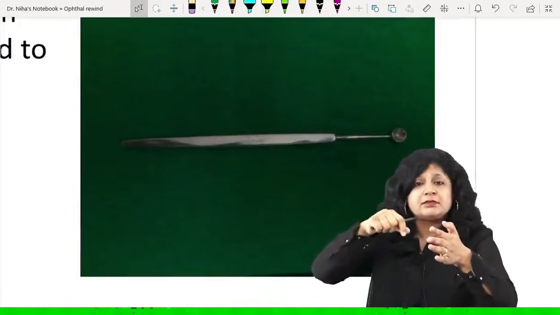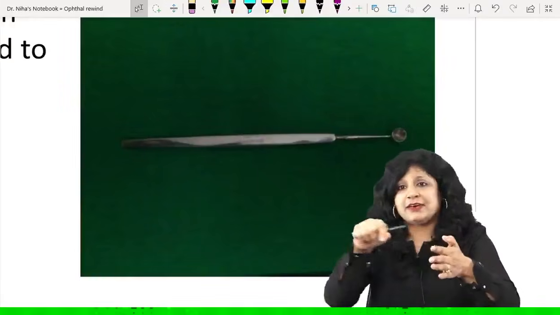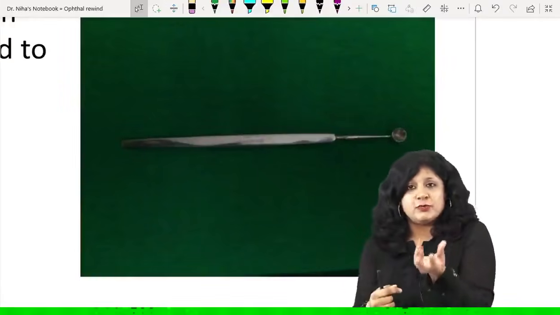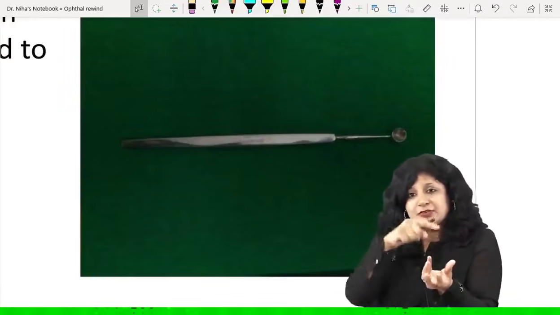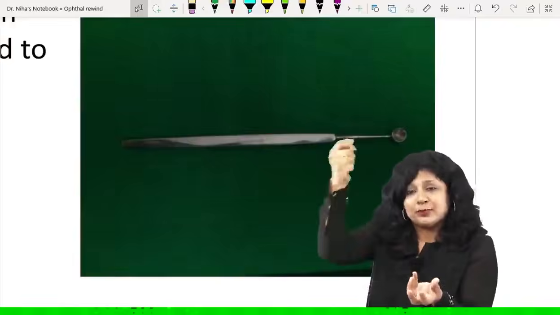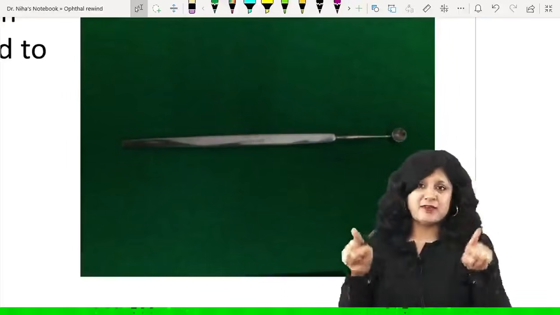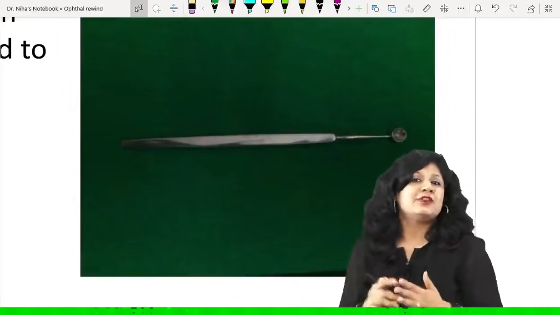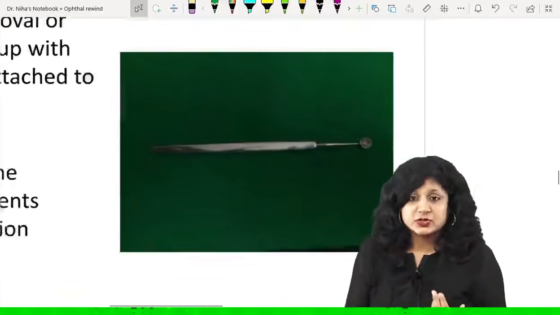It is more circular kind of a thing, so that when you remove it you get the whole spherical shape. You know, when you scoop out the ice cream with an ice cream scoop and you put it over the cone, you get that rounded kind of a thing. So that kind of instrument is this evisceration scoop.